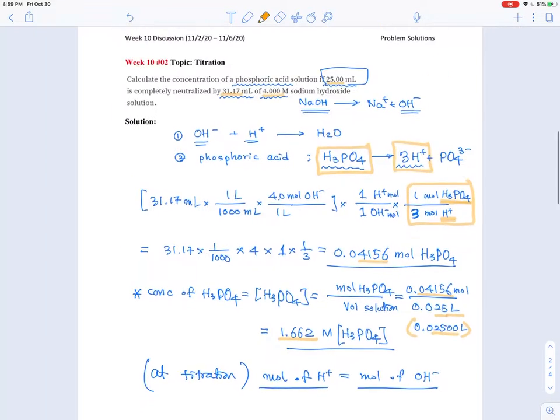Okay, thank you for your attention. The answer for the concentration of phosphoric acid is this.